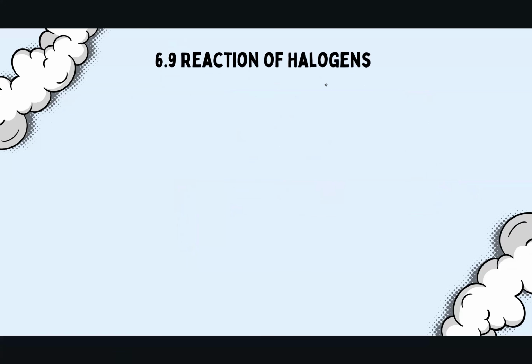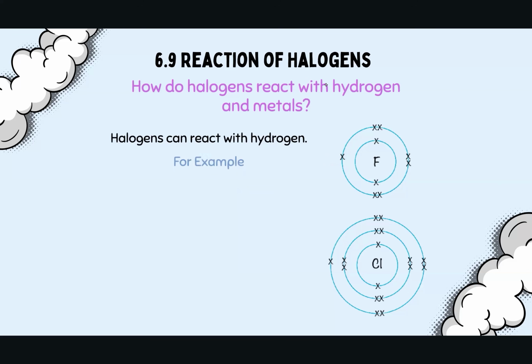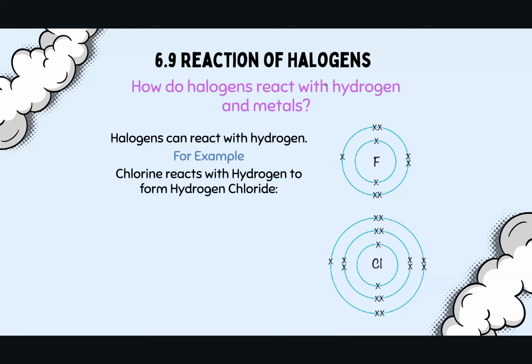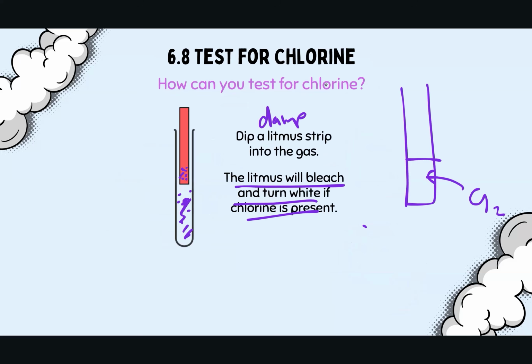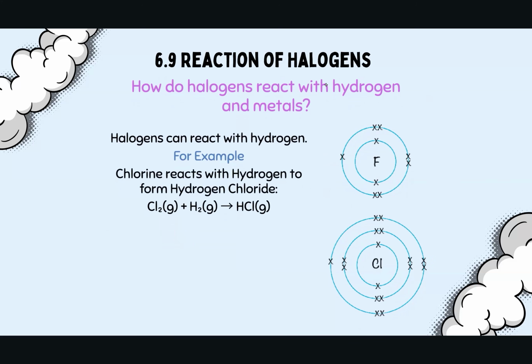Okay, reactions of halogens. How do halogens react with hydrogen and metals? Now, halogens can react with hydrogen. For example, chlorine reacts with hydrogen to form hydrogen chloride. So Cl2 plus H2 becomes HCl. Now, if instead of chlorine we said fluorine, then it's going to make hydrogen fluoride.